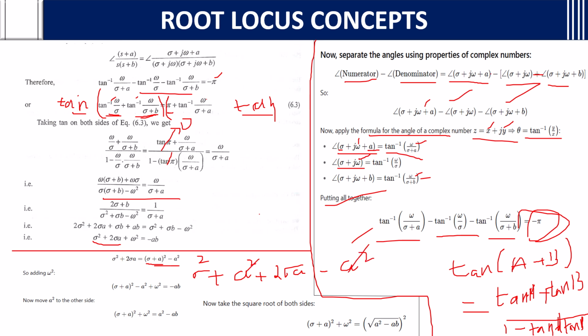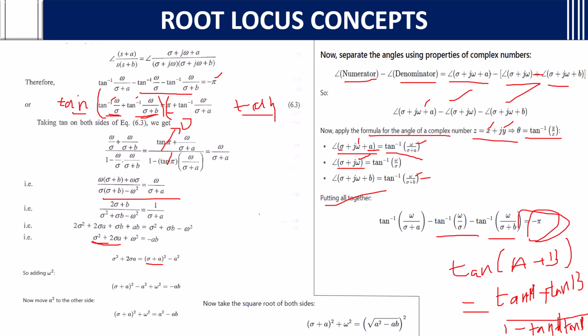This A square and A square get cancelled. Again you are left with what? Sigma square plus 2 sigma A. So sometimes you need to manipulate the equation so that you will get the correct answer.